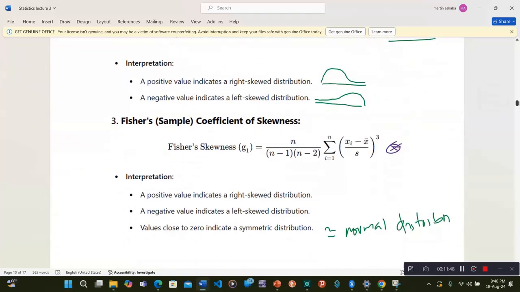So when the value is close to 0, then you have a symmetrical distribution reducing to a normal distribution. If the skewness coefficient is positive, it indicates a right skewed distribution. If it is negative, it indicates a left skewed distribution.